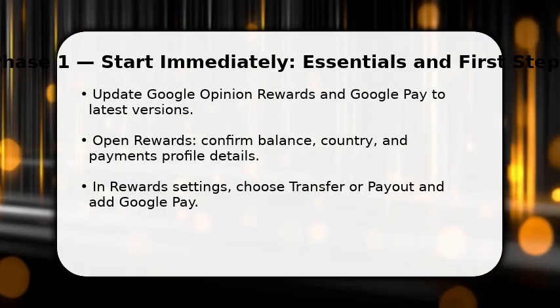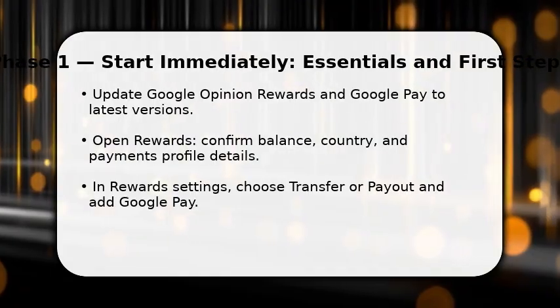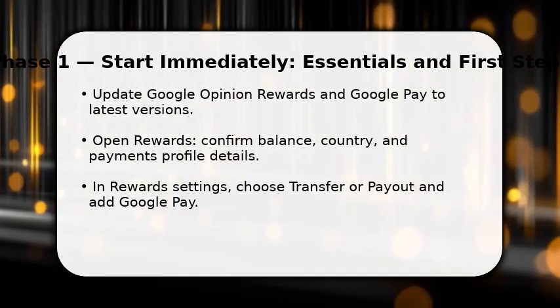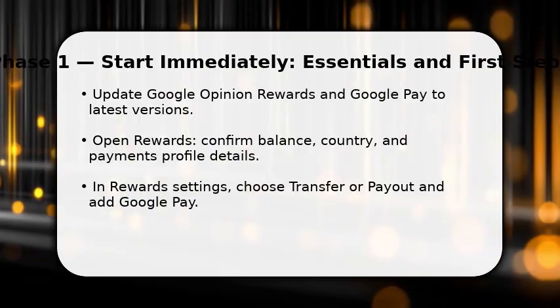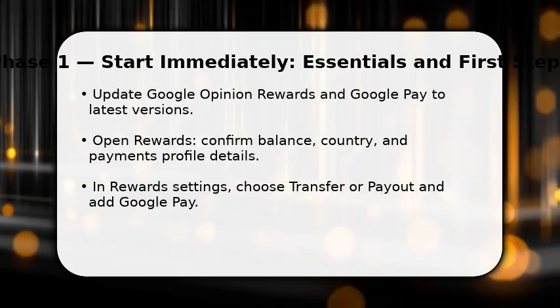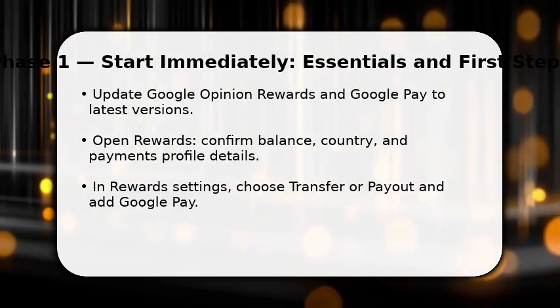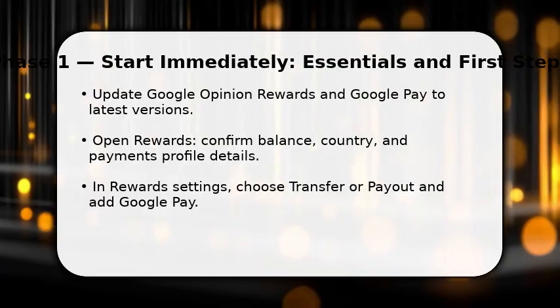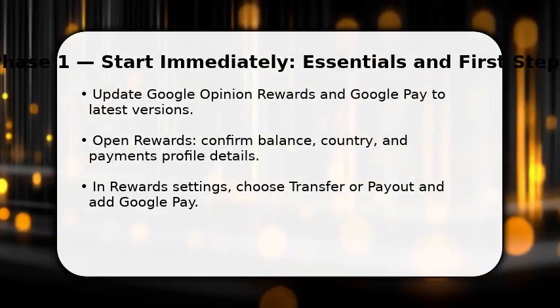You start by updating both apps and confirming your account details, country, payments profile, and balance. Once done, open Google Opinion Rewards, tap the menu, then Settings, look for payouts or transfer options. Next, add Google Pay as a payout method by selecting Add Payment Method.